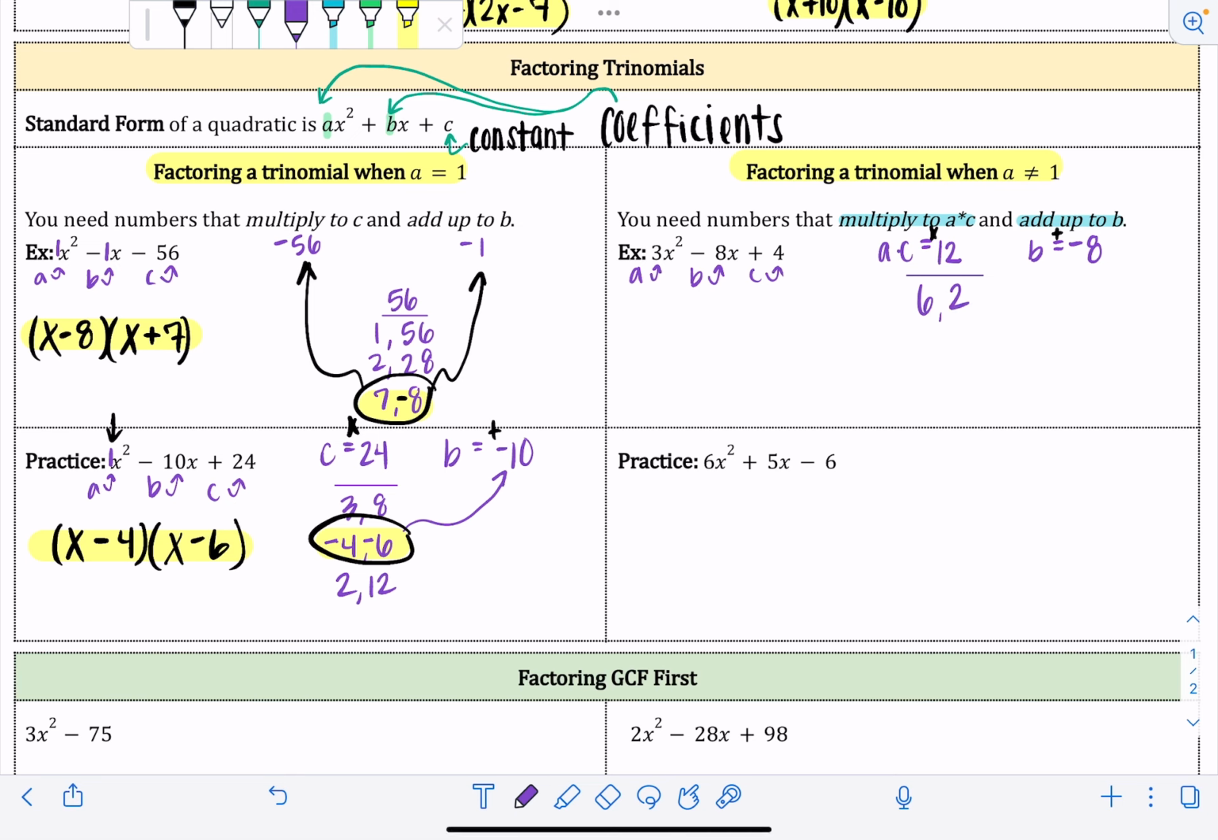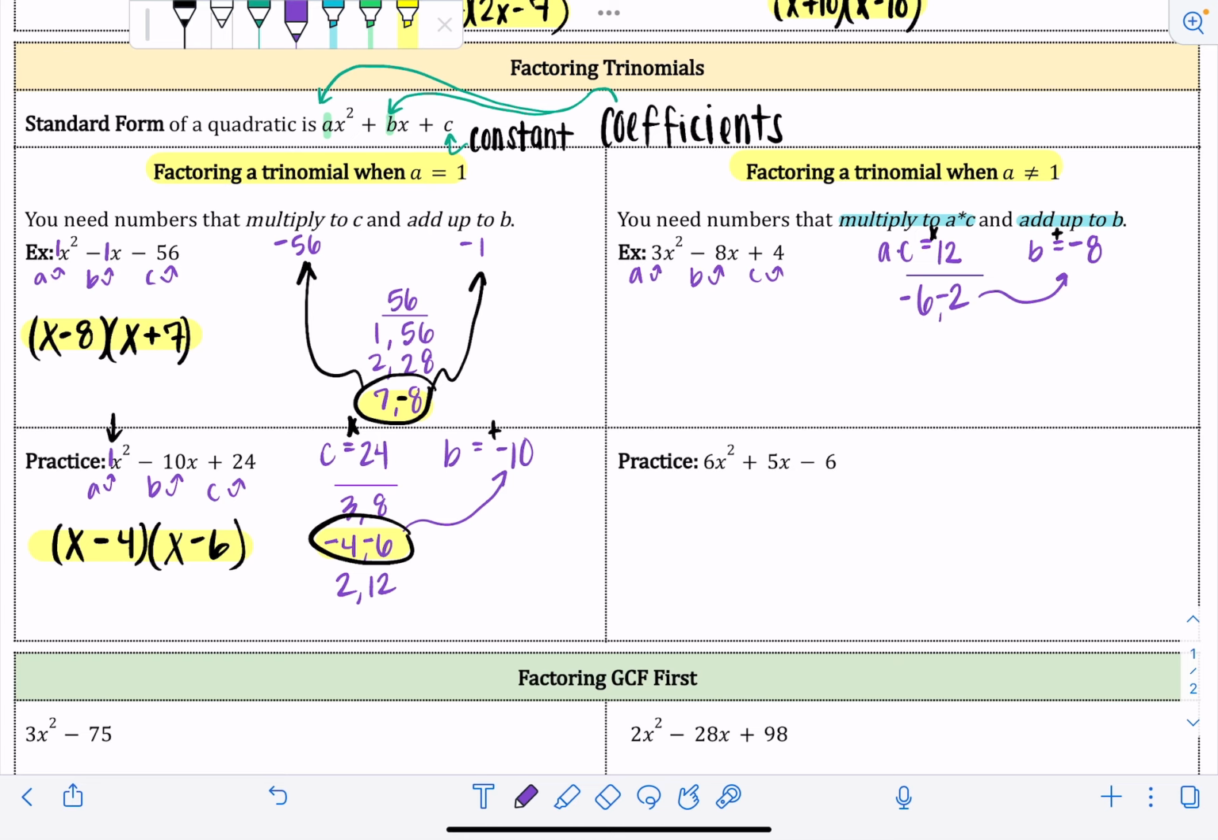Sometimes the easiest multiplication is the toughest thing to do. So I can use 6 and 2. Those would add up to 8. And then to get them to add up to negative 8, I would just have to make them both negative. So negative 6 times negative 2 is positive 12, and then negative 6 plus negative 2 is negative 8.